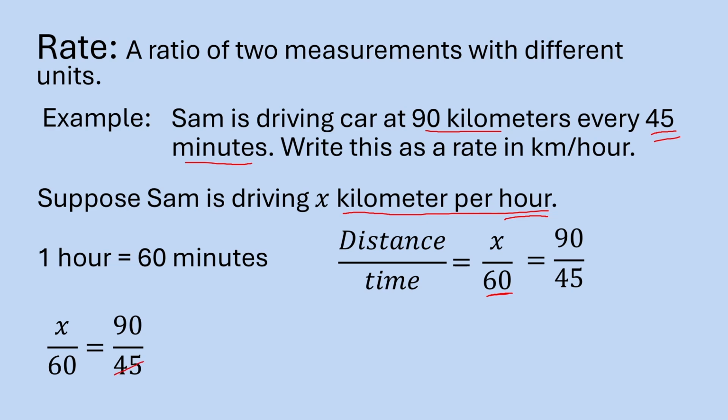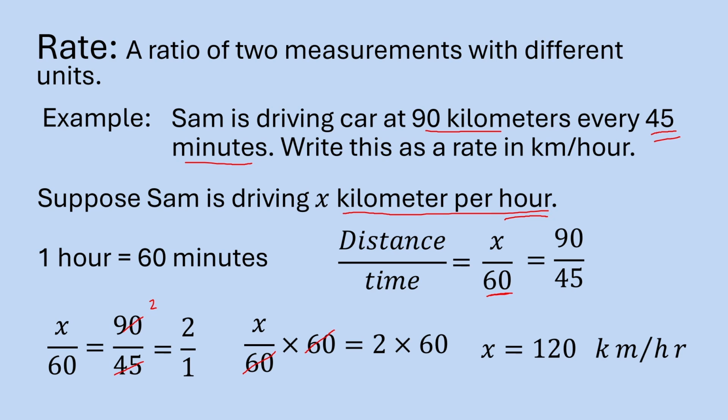45 times 2 is equal to 90. So 2 divided by 1. We multiply both sides by 60. So here the 60s, both factors, will cancel. So x is equal to 120 km per hour. So Sam is driving his car at 120 km per hour.